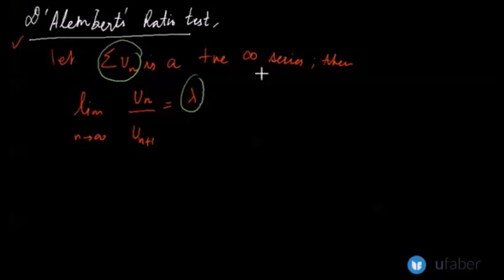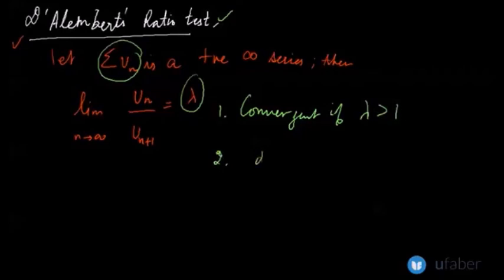Now you need to remember this, that based upon lambda your series will be convergent or divergent as per the D'Alembert's ratio test. Now your series will be convergent if lambda is greater than 1. Second, your series will be divergent if lambda is less than 1.